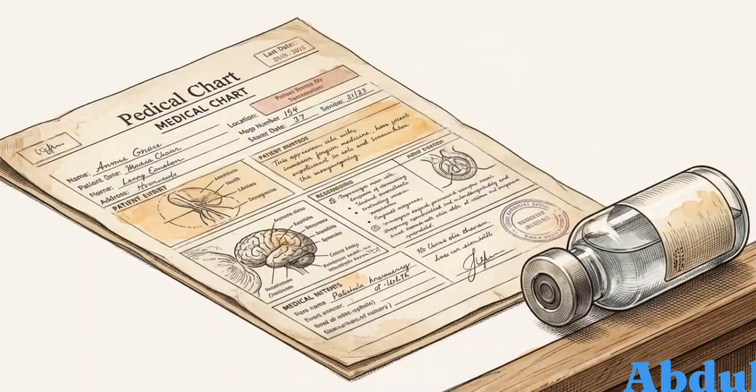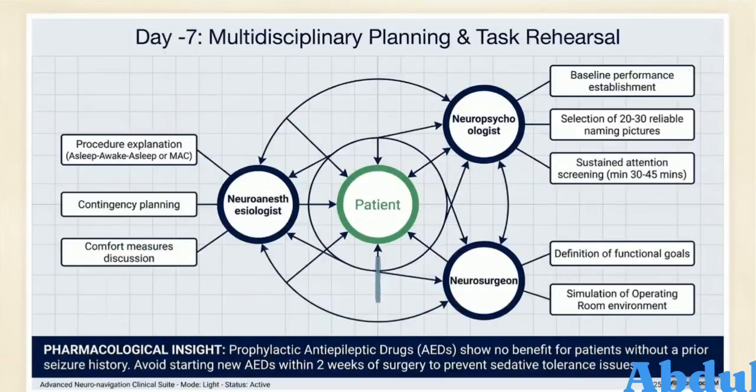This preoperative window is also where we encounter a widespread pharmacological error, the routine administration of prophylactic antiepileptic drugs. This clinical protocol matrix includes a critical pharmacological warning regarding antiepileptic prophylaxis. Initiating these drugs in seizure-naive patients provides zero measurable reduction in intraoperative seizure incidence. Instead, it introduces unintended psychomotor slowing and decreased attention spans.